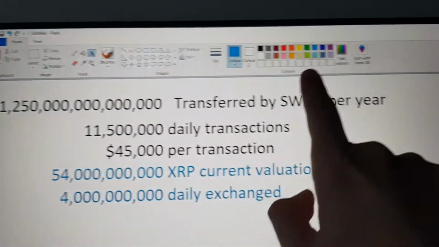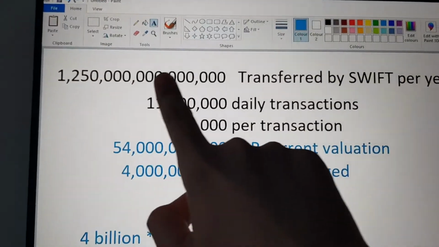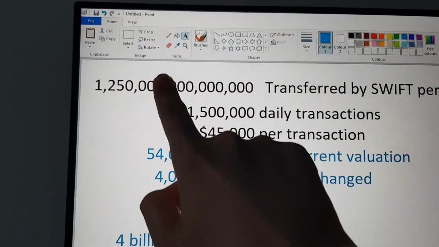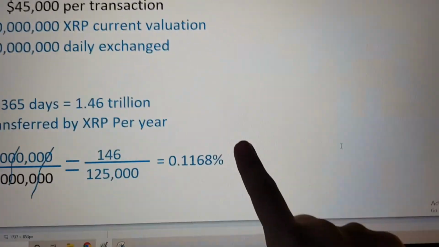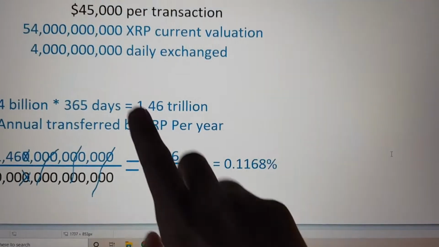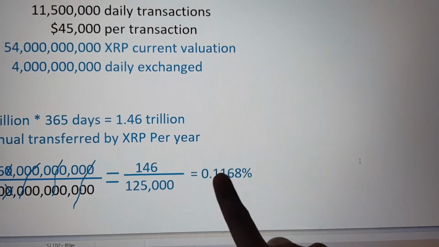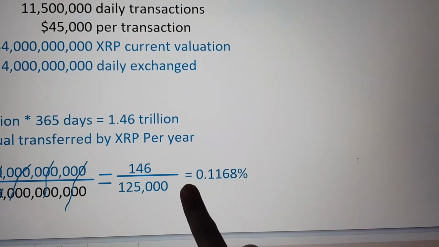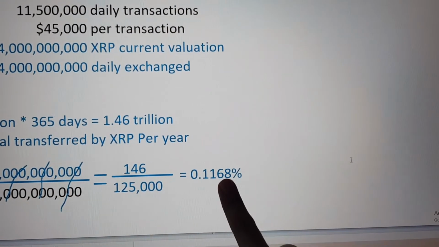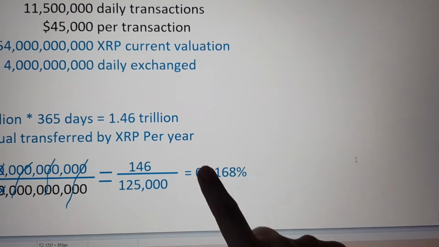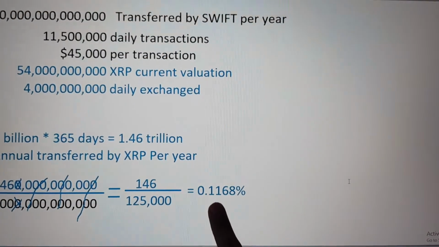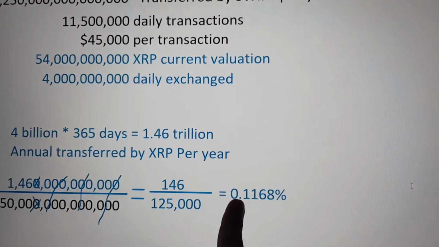And remember, this is only Swift. There are other transactions too. So this number is actually much higher. But just for simplicity, I only took the Swift transactions. So XRP and Ripple together, they are currently handling about 0.12% of the entire market that's available to them. If they only grow 10 times, that means they're only at 1%.